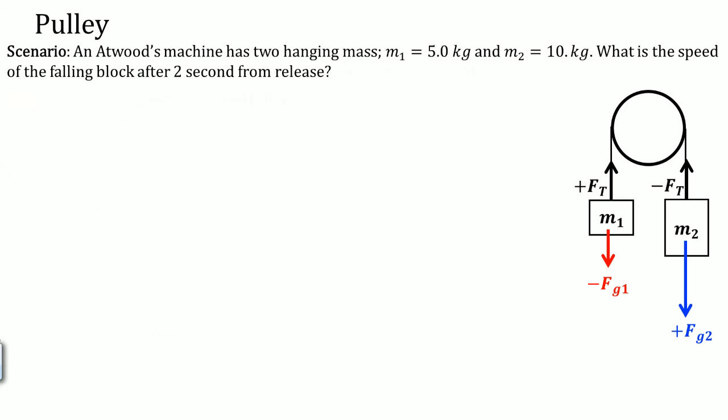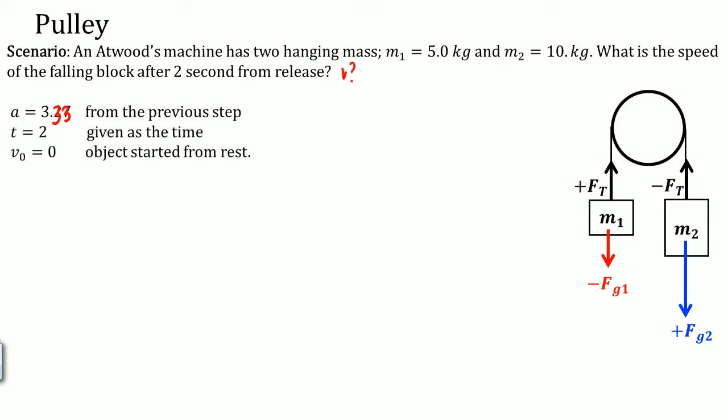This is the same question now, but it asks what is the speed of the falling block after 2 seconds from release. Here, the question mark is going to be your velocity. But how do we solve for velocity? Well, we know that you have the acceleration, which is around 3.27, or from the last problem, I think we used 3.33 from the previous step. You know that time is equal to 2, and velocity naught is equal to 0.